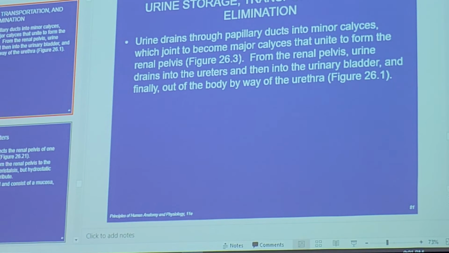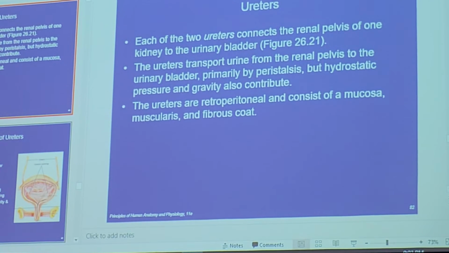We talked about the structures. When the urine is formed and reaches the renal pelvis, it transports down through the ureters. We talked about this. You have minor calyxes going to major calyxes before it gets to the renal pelvis, and it goes down to the urinary bladder. We have peristalsis in the ureters, and this is something that we already talked about, but I'll mention it again.